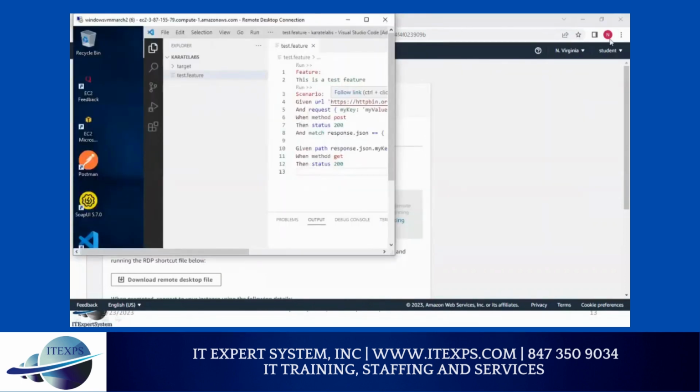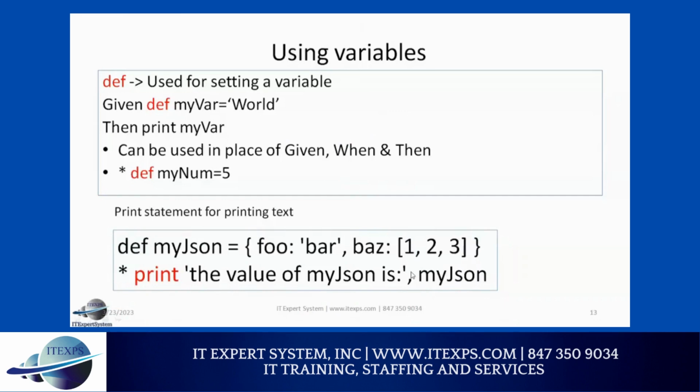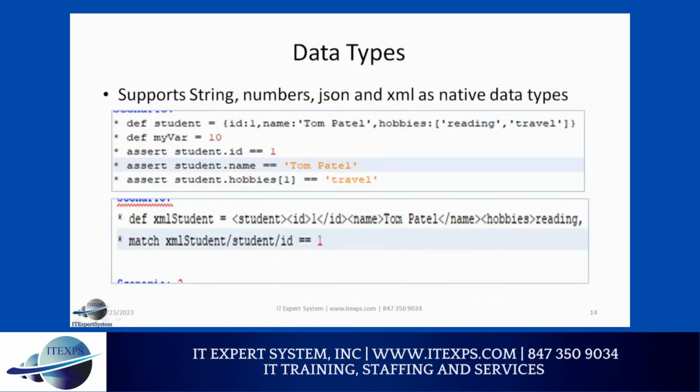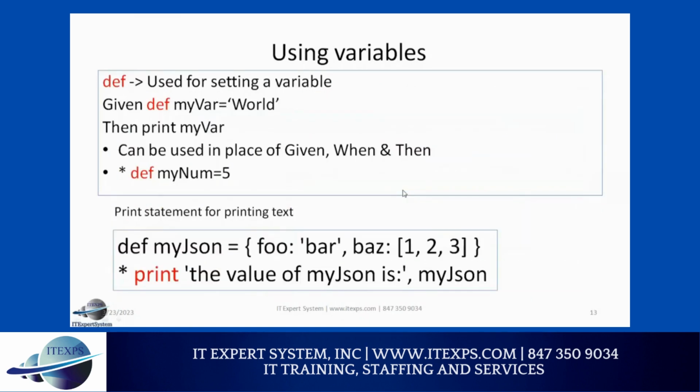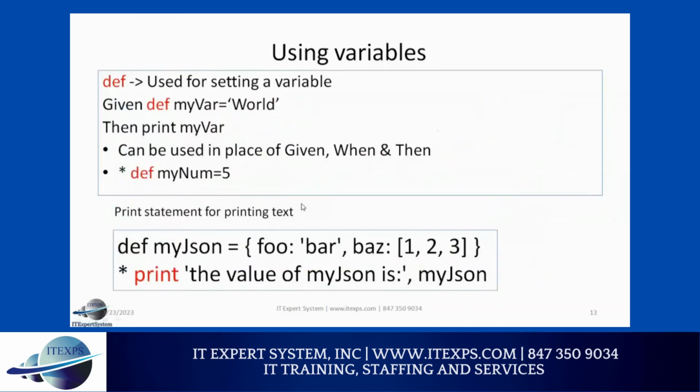Okay. So let's go back to the presentation. As I said, Karate has a certain syntax which you need to understand. It's like Gherkin, it's not too much, right? But you need to understand the main keywords, like for example, URL. If you want to use variables, how to create variables, and how do you verify your content. So there's a basic syntax here.